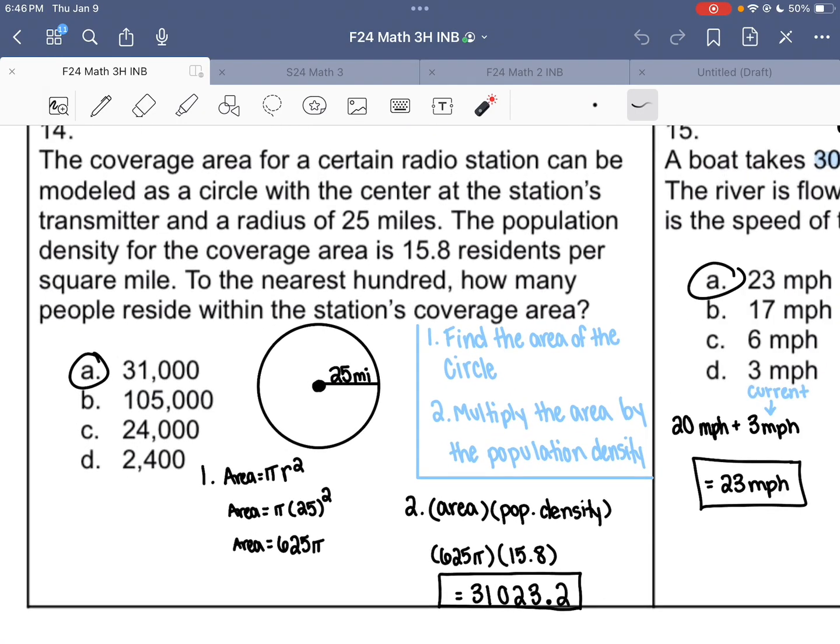So now that we have the area, we know that 15.8 people live in each mile. So to find the population, we're going to multiply the area times 15.8. We got about 31,000 because it has us rounding to the nearest 100.